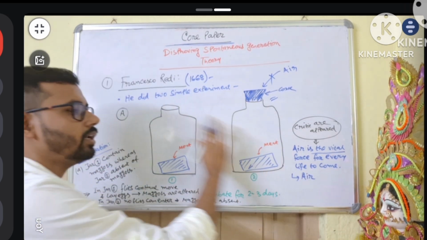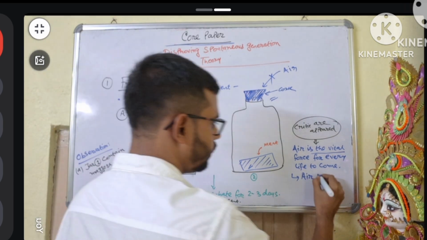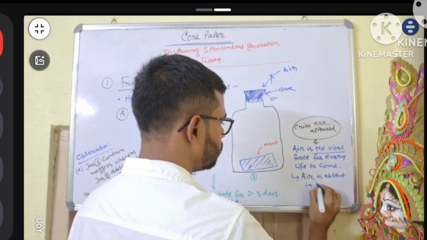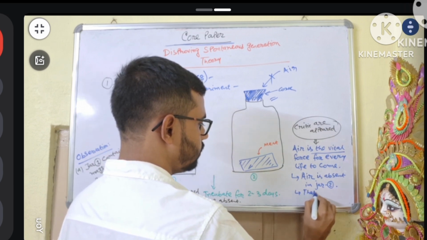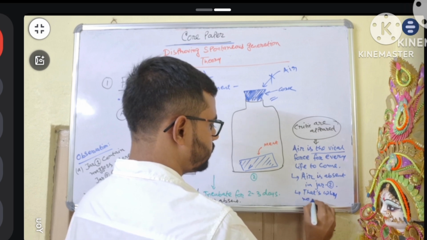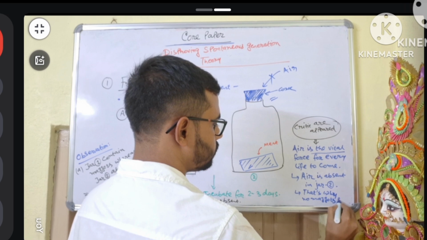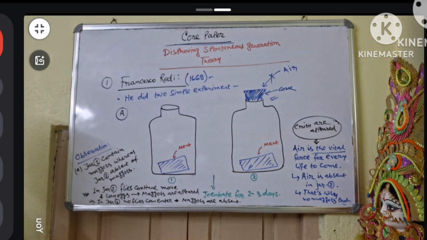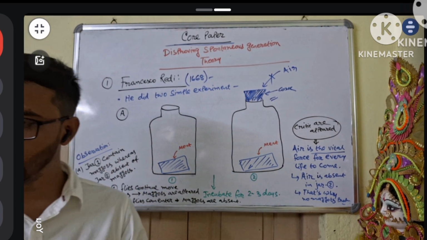That's why no maggots are produced. Air is absent in jar 2. That is why no maggots are produced. You cannot deny that it is true. Air is needed.